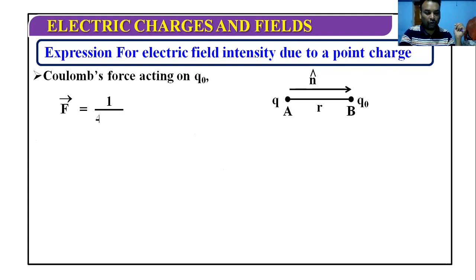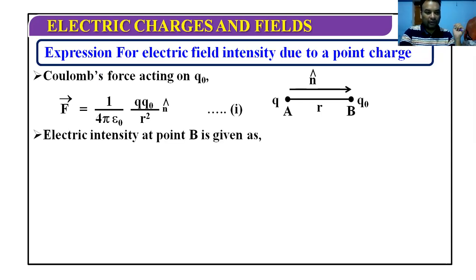We already know how to calculate the Coulomb force between the two charges. So Coulomb force between the two charges can be written as F is equal to 1 upon 4 pi epsilon naught, Q Q naught upon R square, and n unit vector. Because force is a vector, to make this whole expression a vector expression, we are using this unit vector n cap.